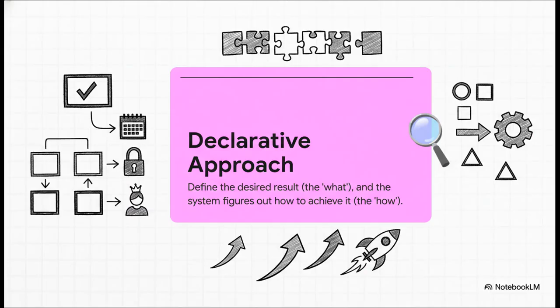Now, the fancy term for this is a declarative approach. You just focus on the what, the end result you want. You say, this field should be a date, it has to be filled out, and only admins can touch it. You don't write the code for the pop-up calendar, the error message, or the security check. You just state the rules, and the system takes care of the how. It's a total game changer.